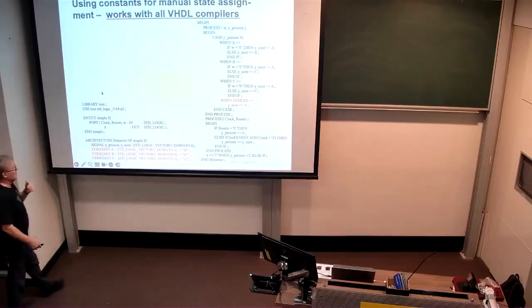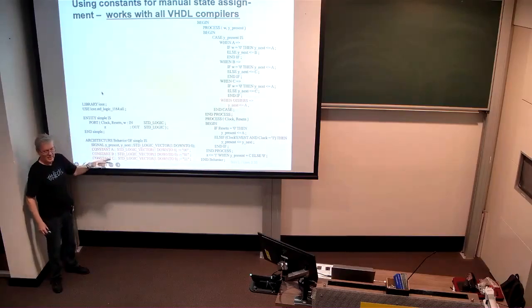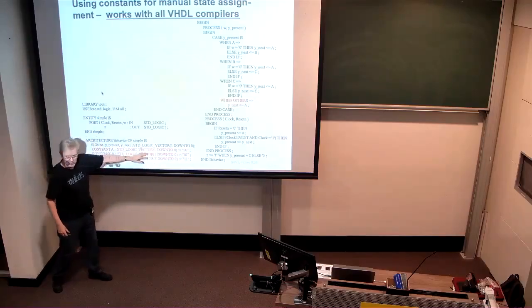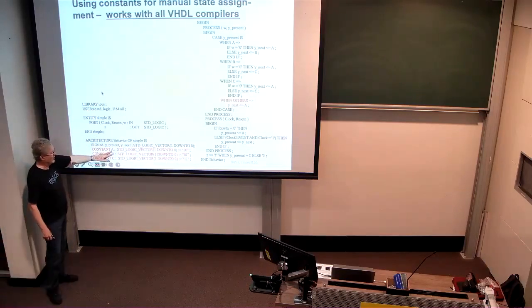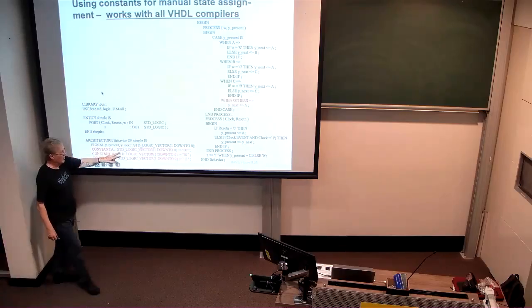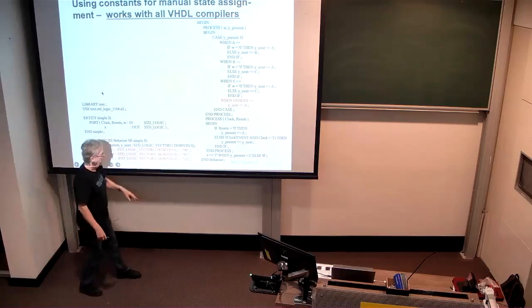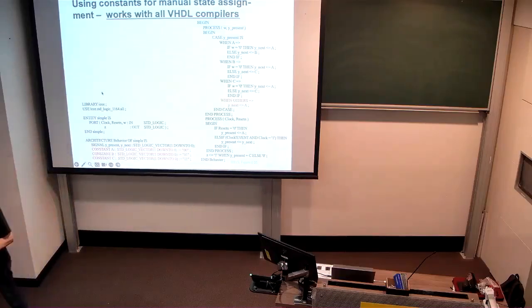There is a way, though, that is constant for all VHDL compilers, where it doesn't matter who the tool vendor is, and that's to declare a constant for each state that you want to identify. So here we're declaring that A is really just a 2-bit standard logic vector with the value 0, 0. B is a 2-bit standard logic vector with the value 0, 1, and C has the value 1, 1, right? That'll work in any VHDL compiler.